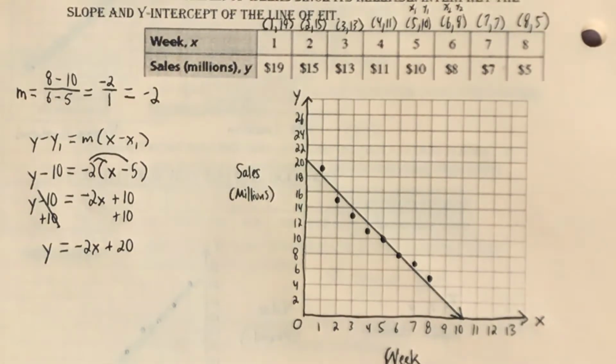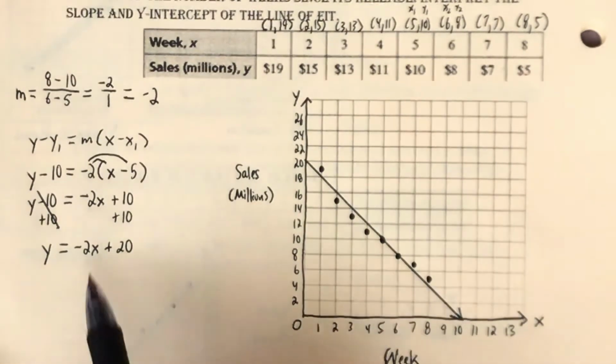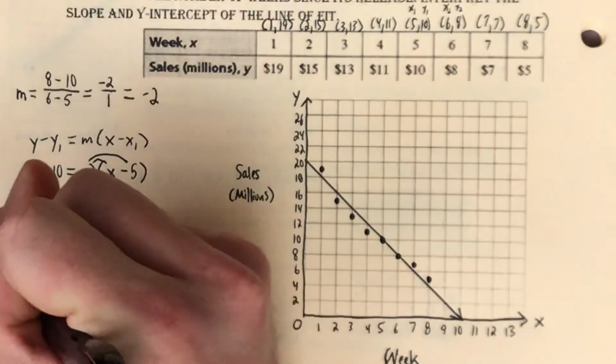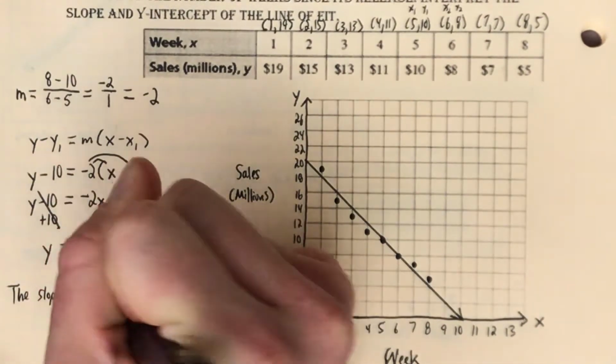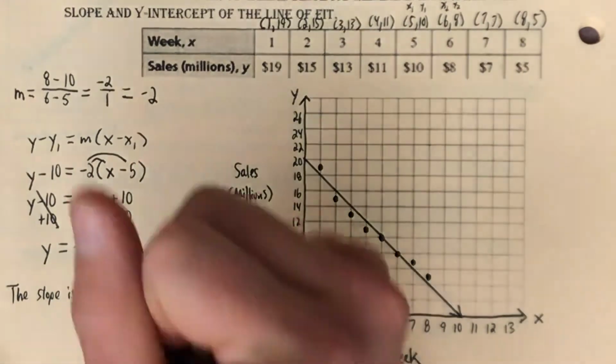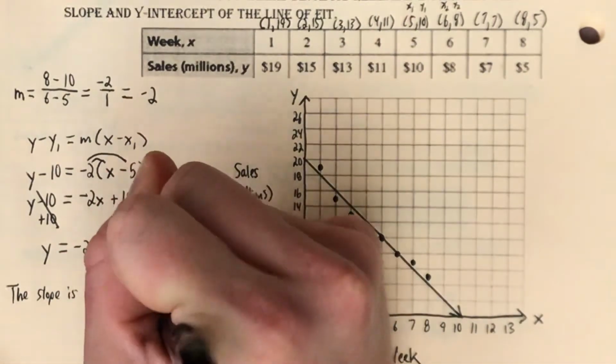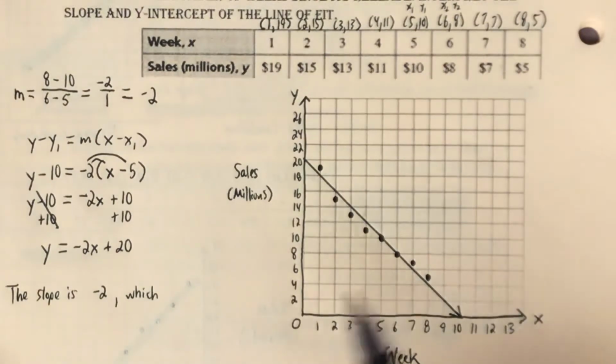Now, the last piece of information that they've asked us for is to interpret the slope and the y-intercept of the line of fit. When it comes to interpreting the slope, what is the slope? The slope is negative 2. So I would say the slope is negative 2, which tells me, well, what does that tell me? It tells me that as the DVD is getting older, it's been out longer, the sales are decreasing. Not as many are being bought.